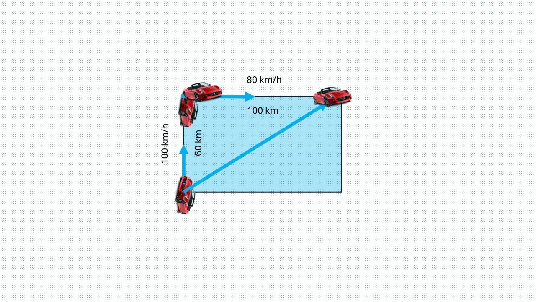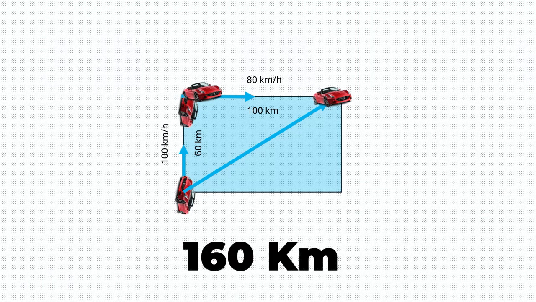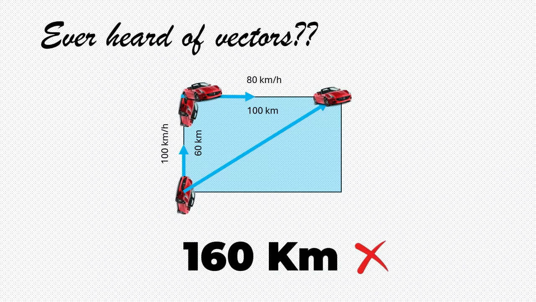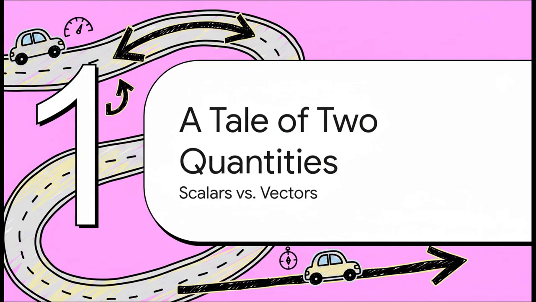Now, if your brain immediately went, easy, 60 plus 100 is 160 kilometers, well, you've just stumbled on the exact reason why we need to understand vectors. It feels right, but it's not. By the end of this, you'll see exactly why, and you'll have the tools to get it right every single time.